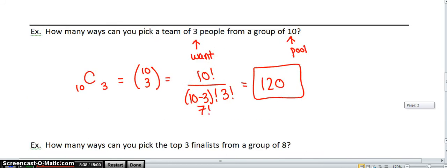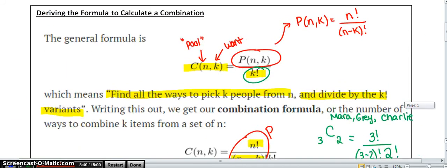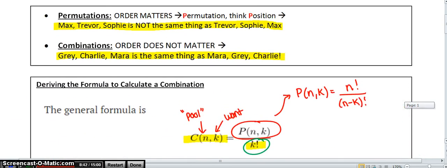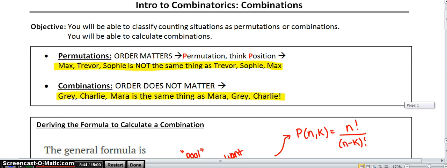So basically that's how you compute combinations. We try to make sense of the formula, but we didn't necessarily derive it. So if you have any other questions, please come to class and ask them.